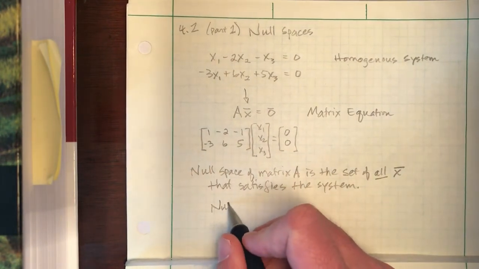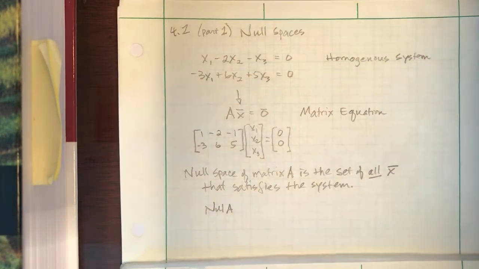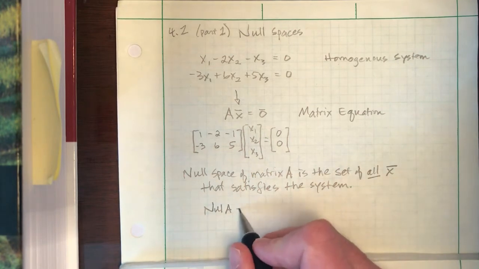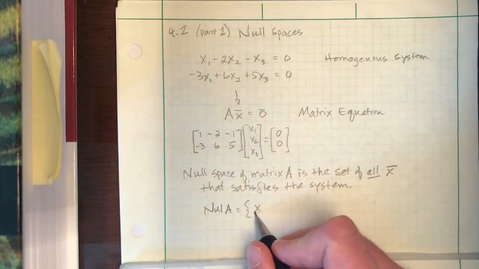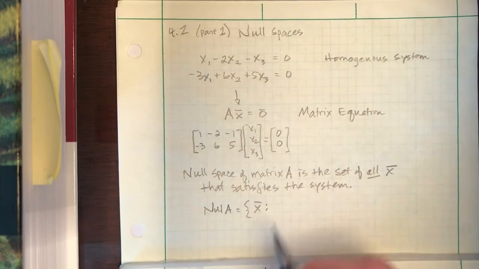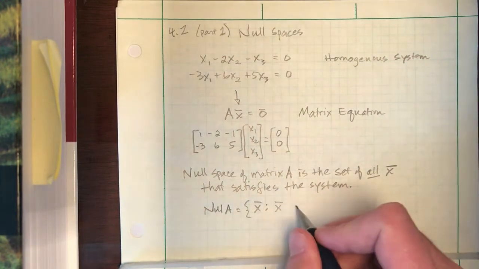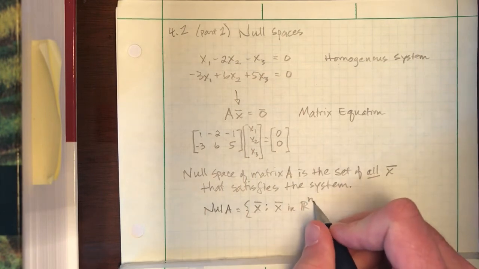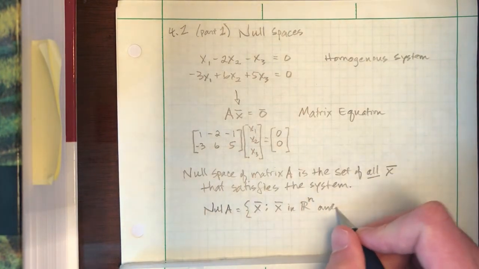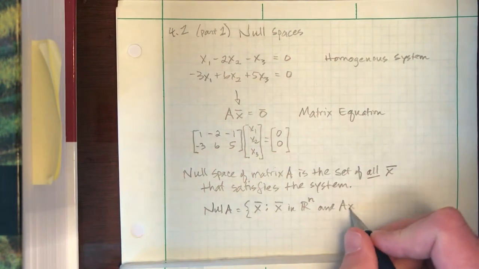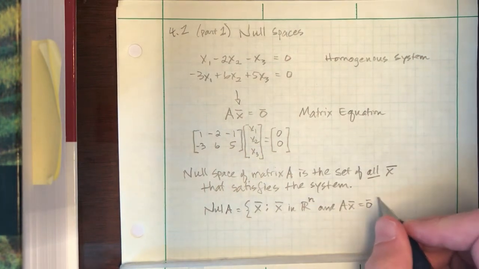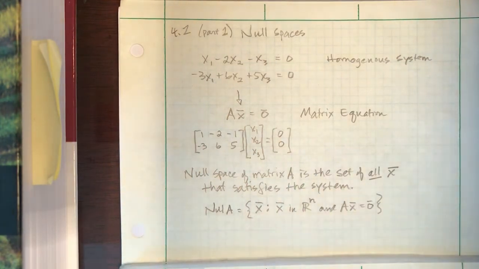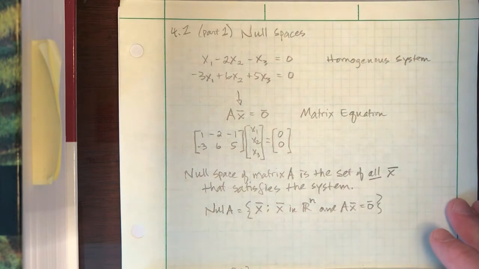First of all, we will shorthand the null space of a particular matrix as Nul A. And that is the set of all vectors x such that that vector has to be in Rn and it has to solve this matrix equation. That's a tighter, more formal way to see what we set up here. And I always like a nice visual.